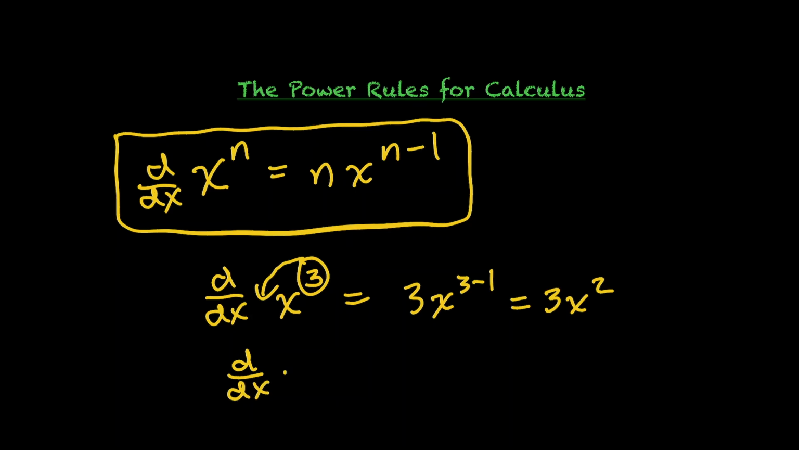The derivative of x to the fifth. Okay, again, the idea is that the 5 is going to come down to the front, and then we're going to subtract 1 from the power. So we're going to get 5x to the 5 minus 1, or 4.